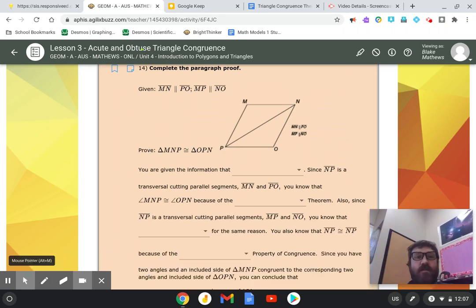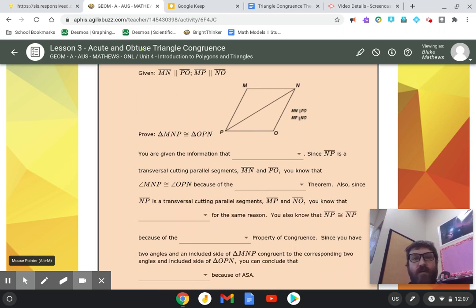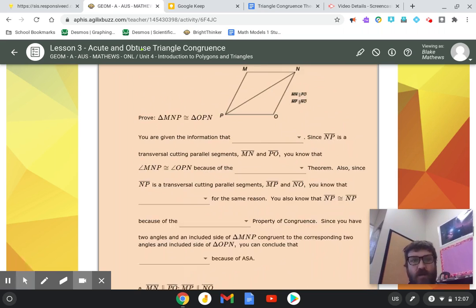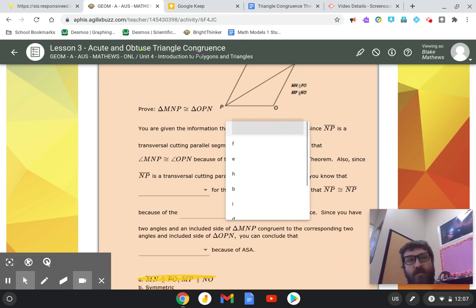So it says MN is parallel to PO. MP is parallel to NO. Prove that the triangles are congruent. It says here, you are given information that, and let's go down here and look. Oh, that's going to be our givens. That's the very first piece of information that we're given is going to be those two. A, MN is congruent to PO.